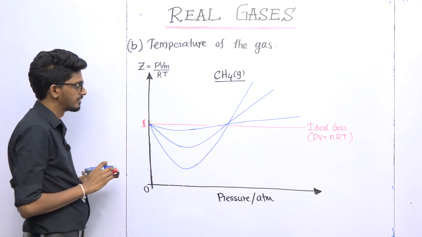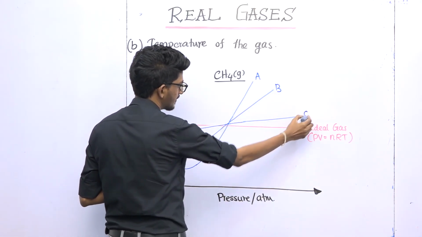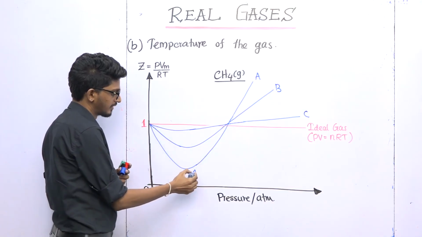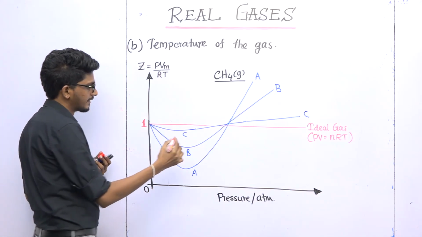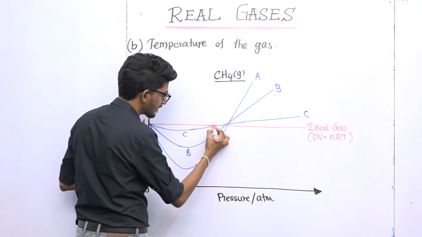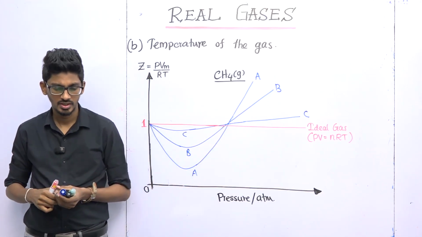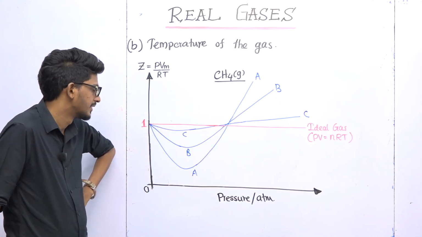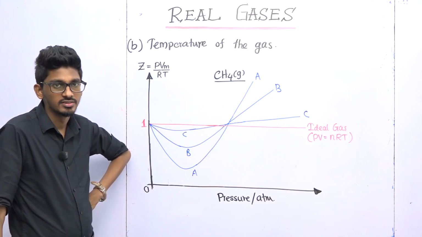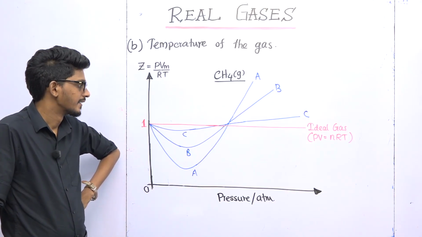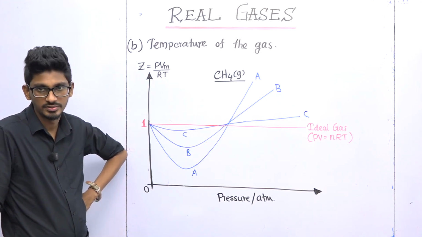Okay. So I've drawn a few curves, right? I'll label these A, B, C. Let's assume these three curves represent three temperatures, right? 300, 500 and 1000 Kelvin. So my question is, which curve represents the 1000 Kelvin?